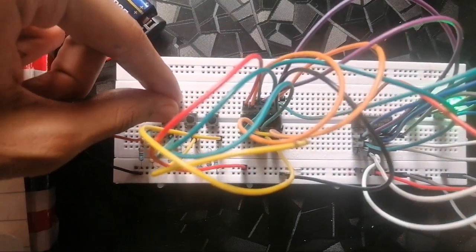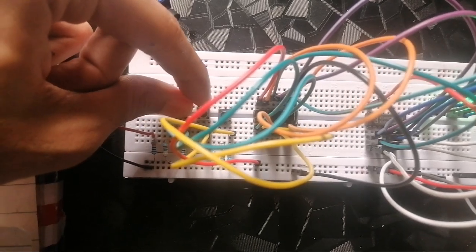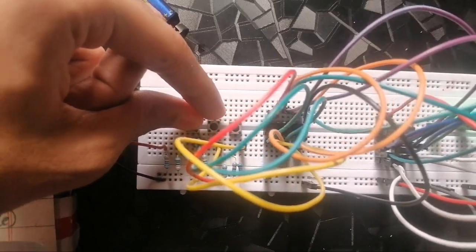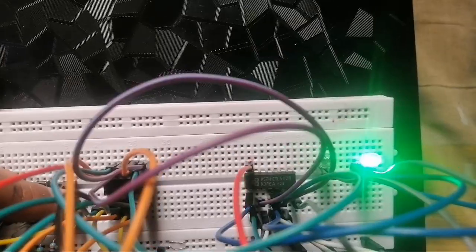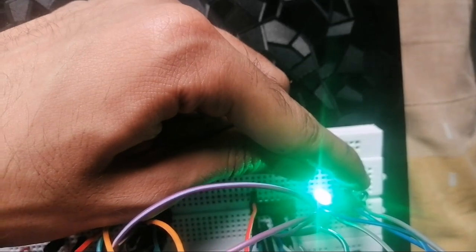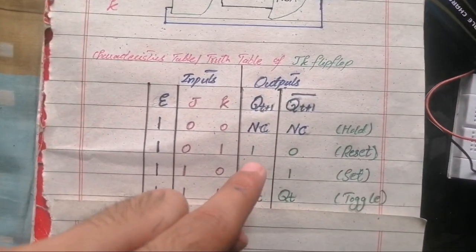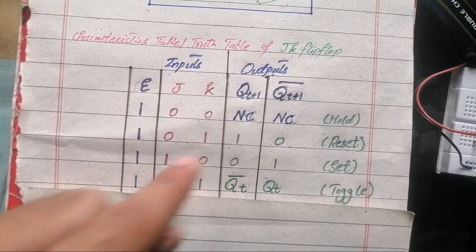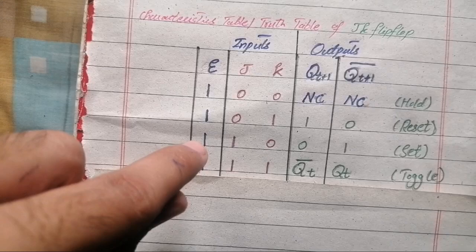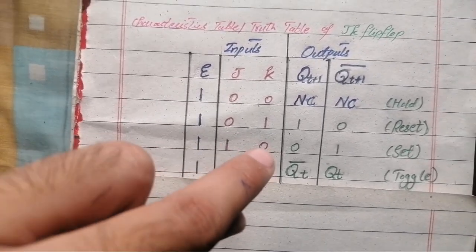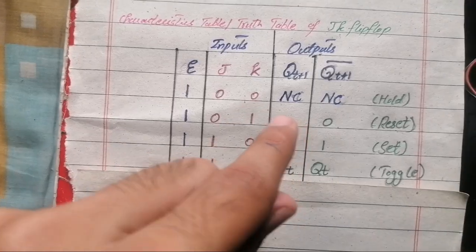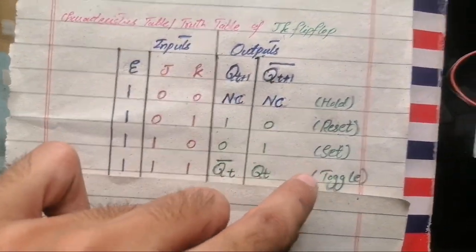So enable signal will be 1. I will not press this push button, which means J will be 0, and I will press this push button, which makes K equal to 1. So the output will be Q bar equal to 1 and Q equal to 0, as it is on the truth table. The next combination is enable signal equal to 1, J equal to 1 and K equal to 0. So Q will be 1 and Q bar will be 0, which is the set case.